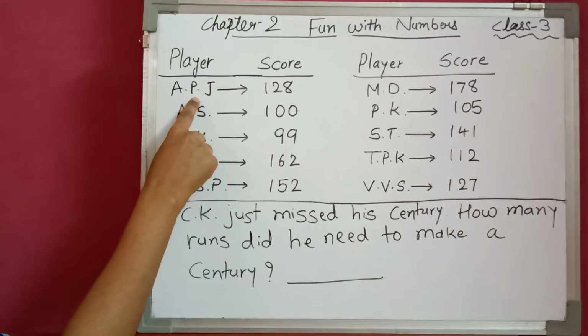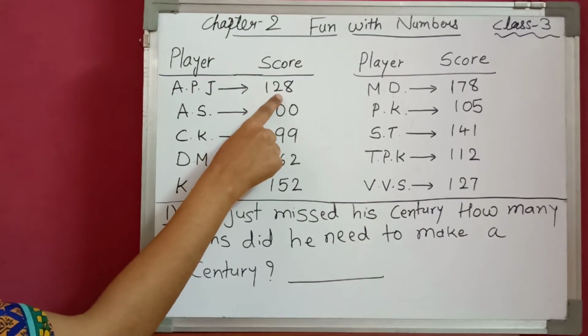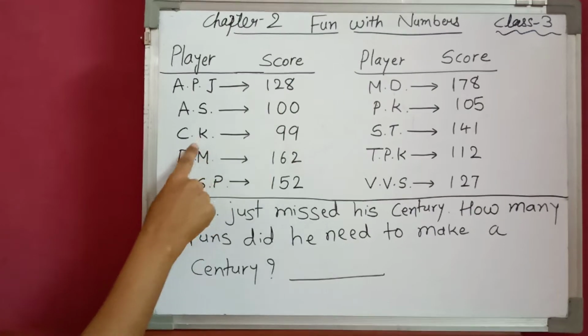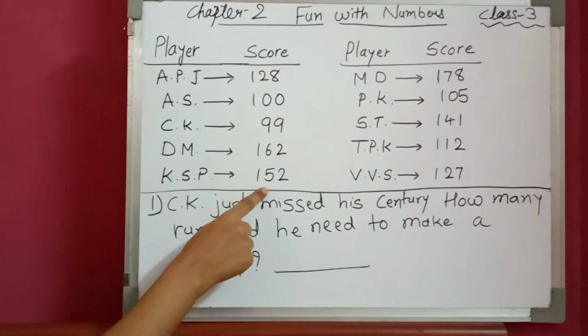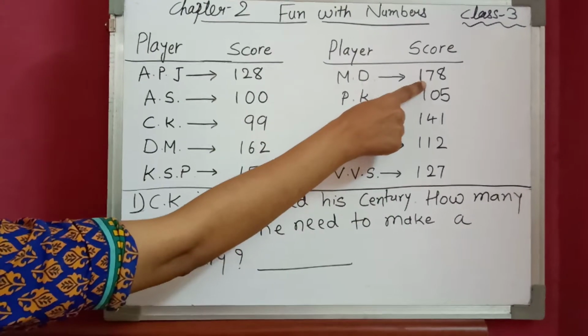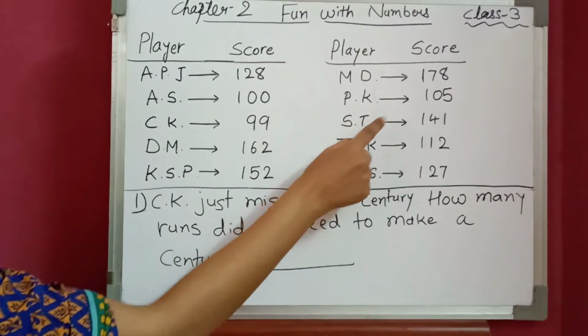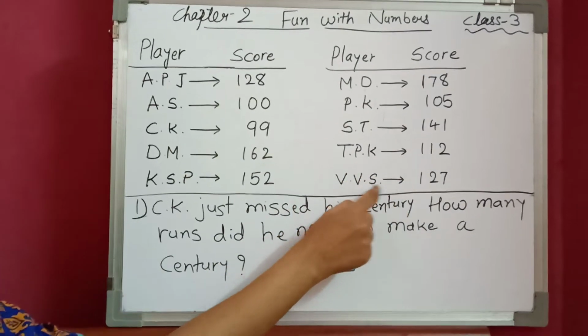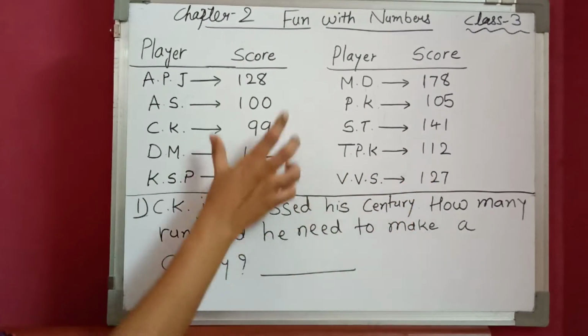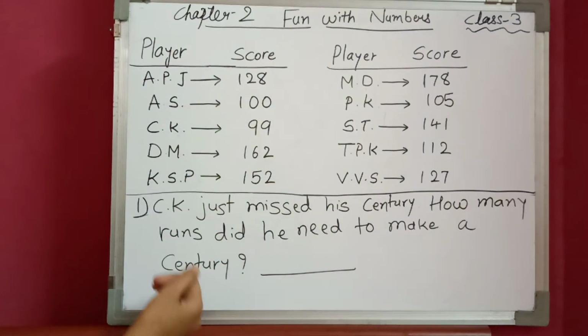APJ scores 128 runs in World Cup, AS 100 runs, CK 99 runs, DM 162 runs, KSP 152 runs, MD 178 runs, PK 105 runs, ST 141 runs, TPK 112 runs, VVS 127 runs. This is the table. Now we solve the questions from this table.